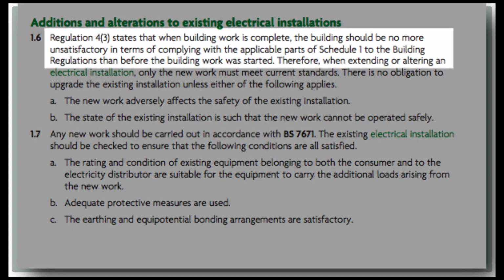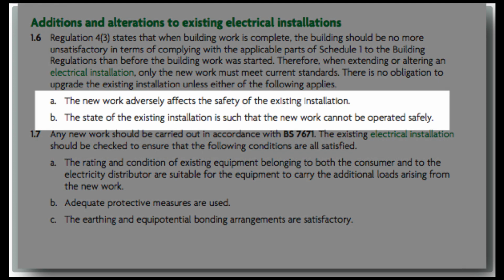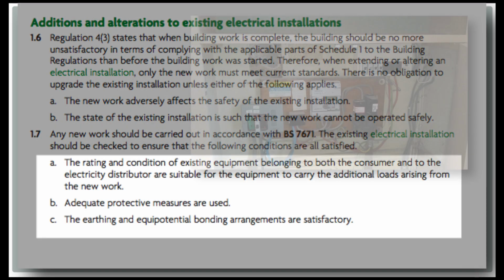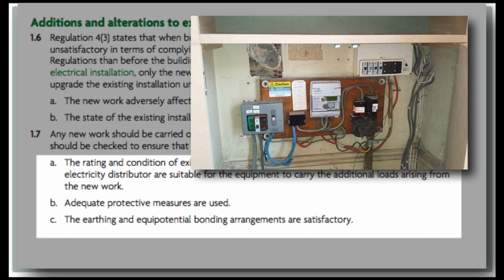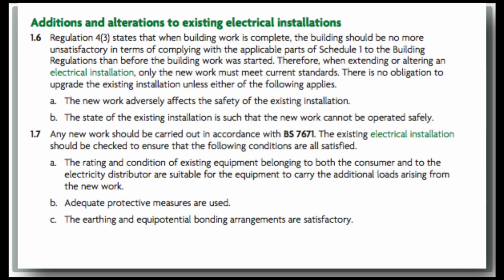Then additions or alterations, basically it's saying that when you leave the building, it shouldn't be any more unsatisfactory than when you got there. But obviously it should be a lot more satisfactory, it should be a lot better. So no new work should adversely affect the safety of the installation. It's telling us that the rating and condition of existing equipment belonging to both the consumer and the electricity distributor are suitable for the equipment to carry additional loads arising from the new work. Protective measures are adequate, and the earthing and equipotential bonding arrangements are satisfactory.